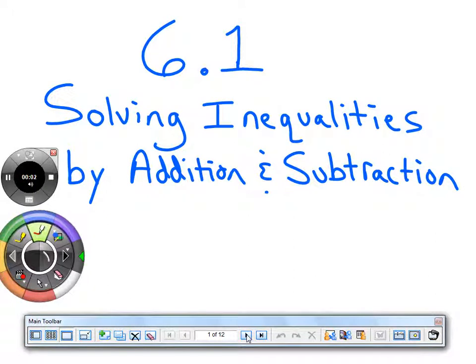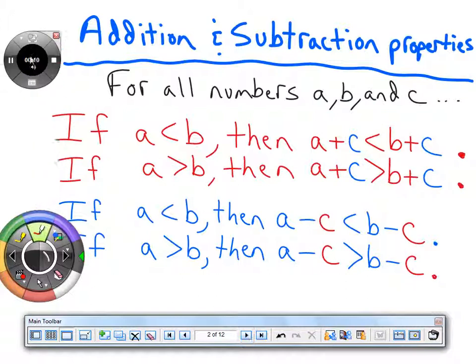Okay, this is 6.1, solving inequalities by addition and subtraction. First, just the addition and subtraction properties.